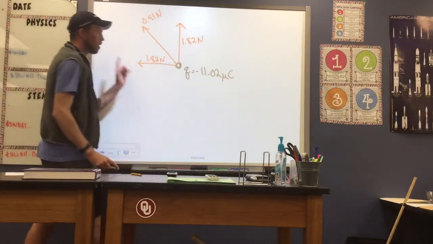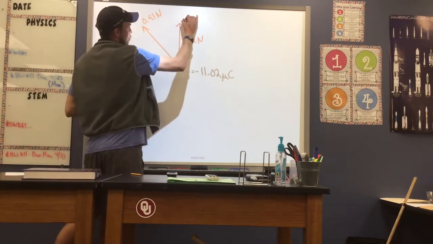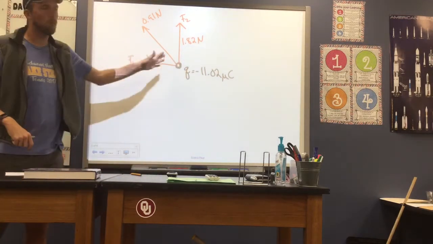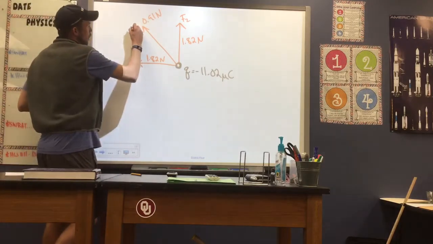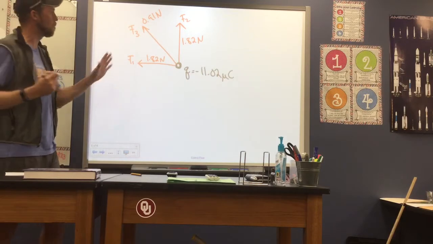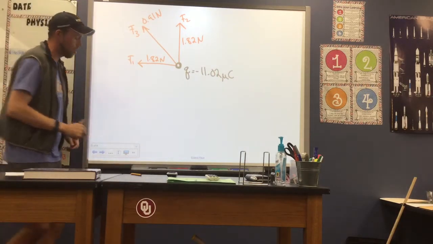So, if you'll notice, two of the vectors, the one to the left, which we called F1, and the one straight up, F2, are already in kind of component form. They're already in one direction. The tricky part here is F3, because it's at an angle. So what we need to do is take F3 and break it into its components. So, let's go ahead and do that.